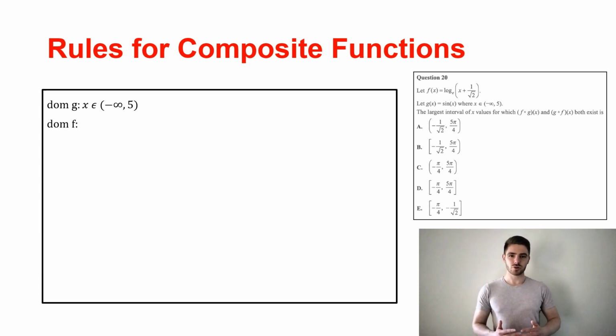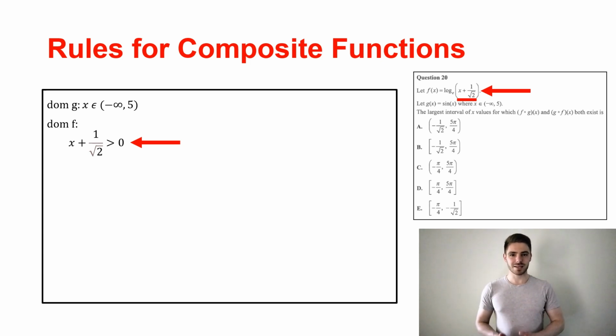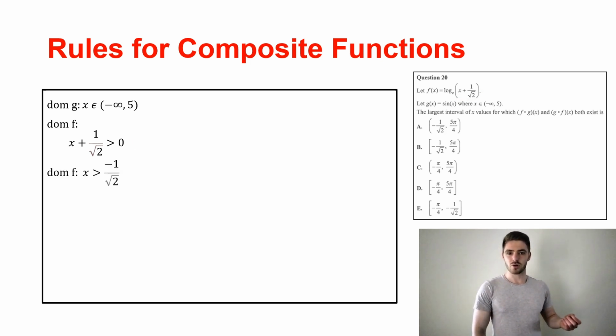The domain of any logarithm can be found by grabbing its input and then finding where that input is greater than 0. This is because any logarithm will be undefined if it has a negative or 0 input. And when we solve this inequality, we're going to get the result x is greater than -1 on root 2.